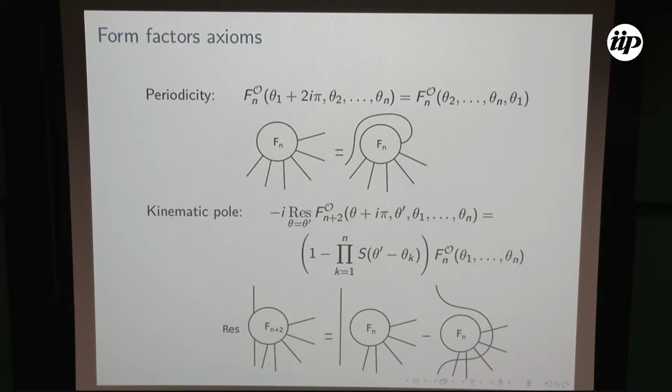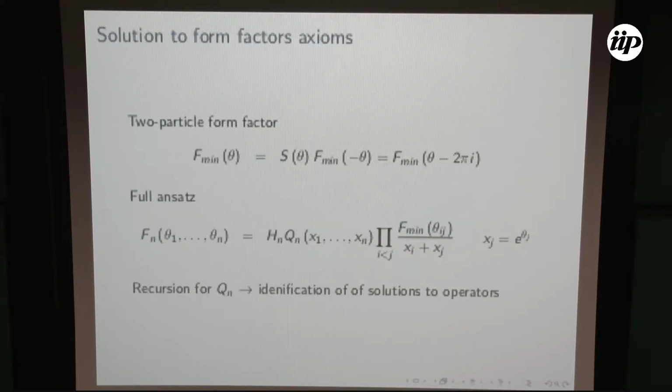There's one more axiom that I'm not listing, related to poles from bound state formation, the dynamical pole axiom, but it's not important for us at the moment. If you have these form factor axioms and you know the scattering matrix in the theory, you can try to bootstrap the solution. That means you can try to find solutions of these equations, which can then be related to actual operators in the theory. So how does it usually go?